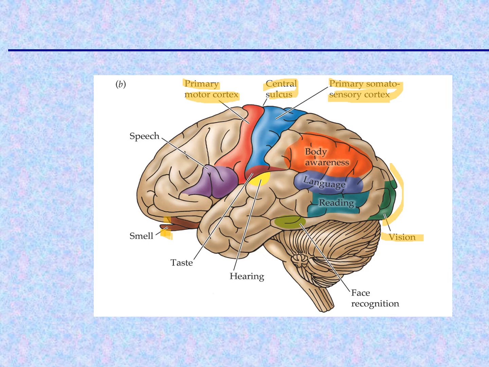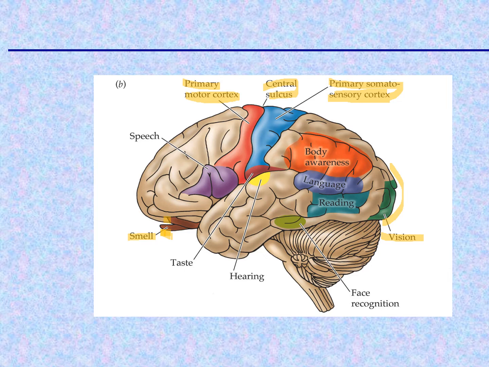So, muscle awareness or muscle control in the primary motor cortex, in the precentral gyrus. Sensory information processing or sensation in the primary somatosensory cortex, which is in the postcentral gyrus. Vision in the occipital lobe at the back of the brain, of the cerebrum. And smell here, just underneath the frontal lobe, in the olfactory bulb and olfactory tract.